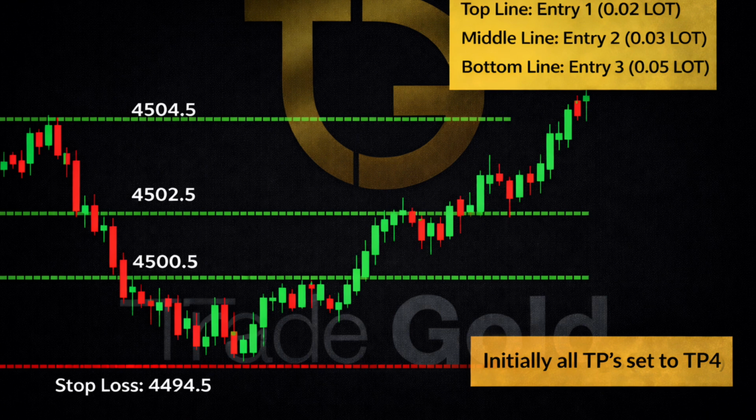At the start of the trade, all entries are initially set to TP4 to allow full participation if price moves immediately in our favour. This prevents strong moves from being cut short and ensures we don't limit our upside too early. As additional entries become active, take profits are then adjusted to manage risk and lock in gains, allowing the trade to adapt to what price actually does rather than what we expect it to do.